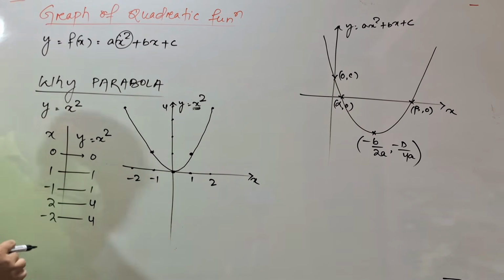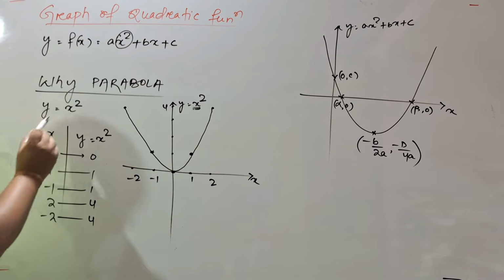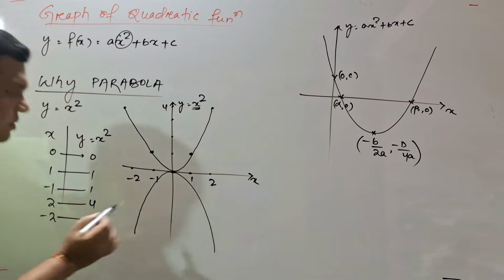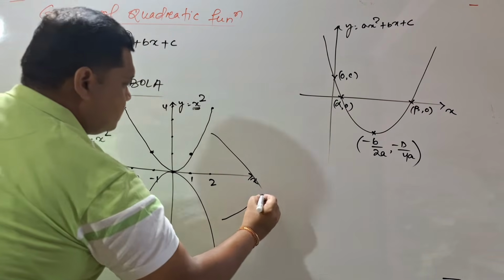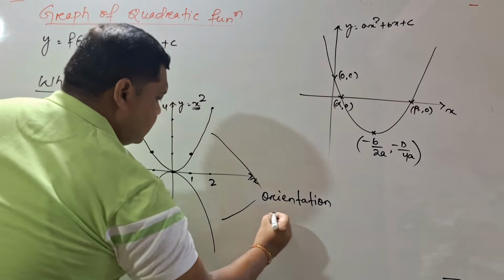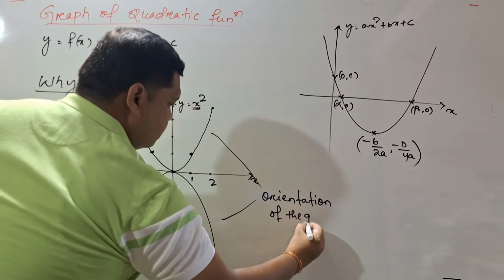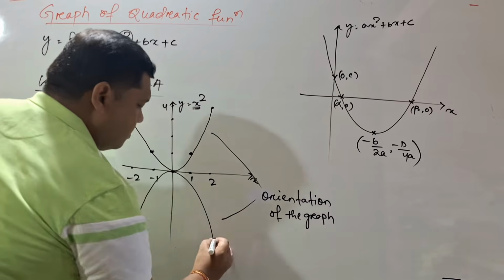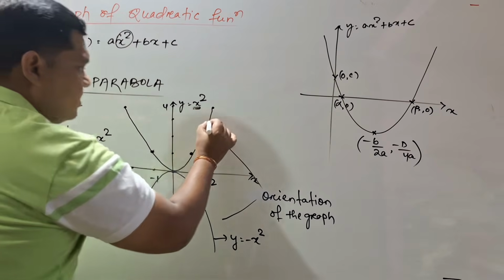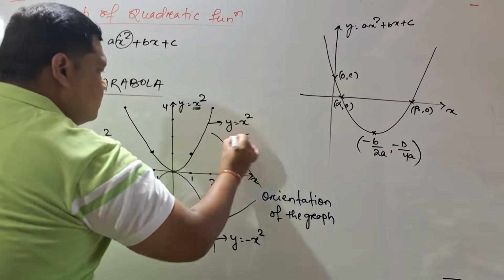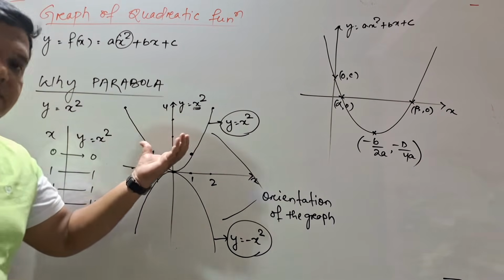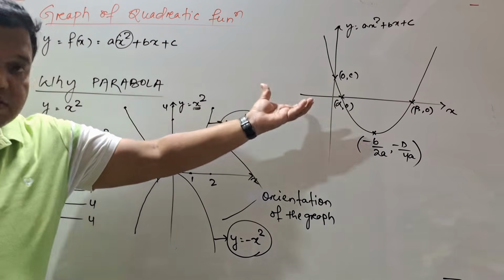Look at the orientation. Now similarly, if I draw y is equal to minus x square, it will be magnitude reversal only. This is the orientation. Orientation of the graph. This is y equal to minus x square, and this one is y equal to x square. The y equal to x square function, the y equal to minus x square function. So here the shape is what? The shape is a parabola. That's why this looks like a parabola.